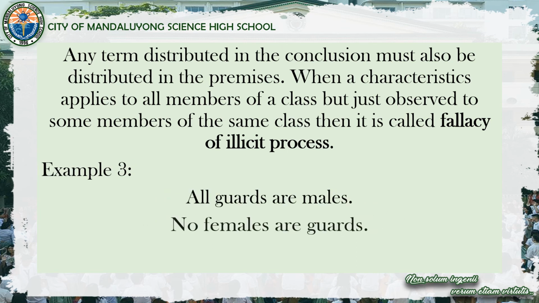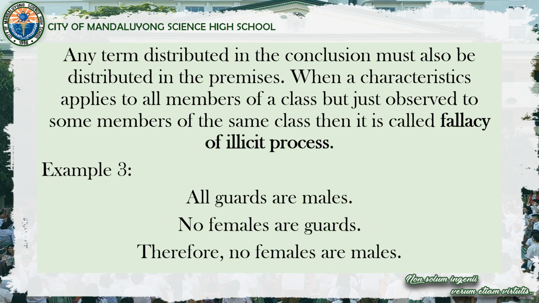All guards are males, no females are guards, therefore no females are males. So etong syllogism na ito, it commits the fallacy of illicit process because it contains an illicit major. Yung males, they are distributed in the conclusion, yet undistributed in the major premise. Okay? Dun sa pinaka-major premise natin.